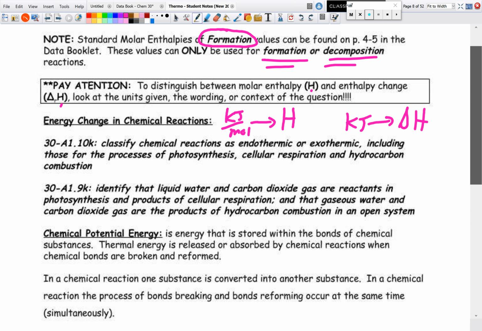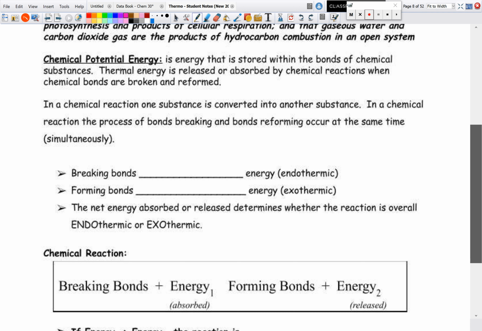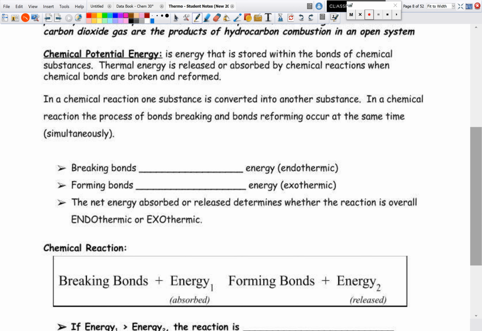Now, how does this relate to reactions? So, we're going to be looking at chemical potential energy. As we already stated, this is the energy stored within the bonds of chemical substances. And thermal energy is going to be released or absorbed when a chemical reaction occurs. All chemical reactions. Sometimes it's hard to detect if it's happening or not, but it does happen.